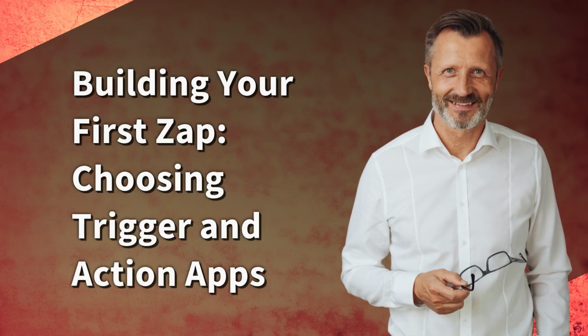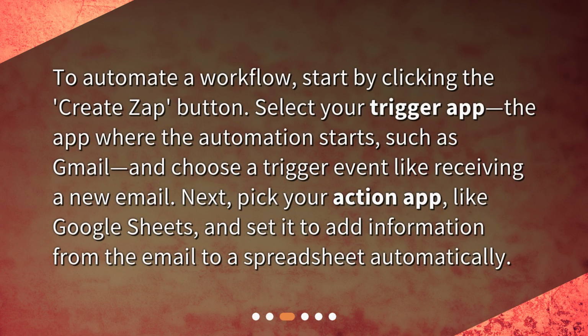Building your first zap. Choosing trigger and action apps. To automate a workflow, start by clicking the Create Zap button. Select your trigger app, the app where the automation starts, such as Gmail, and choose a trigger event, like receiving a new email. Next, pick your action app, like Google Sheets, and set it to add information from the email to a spreadsheet automatically.